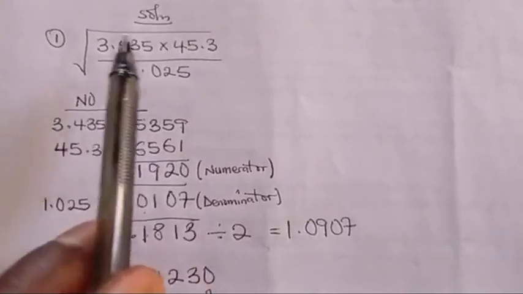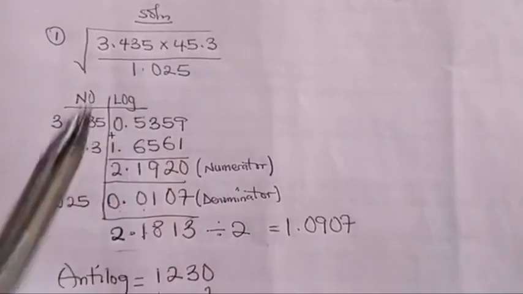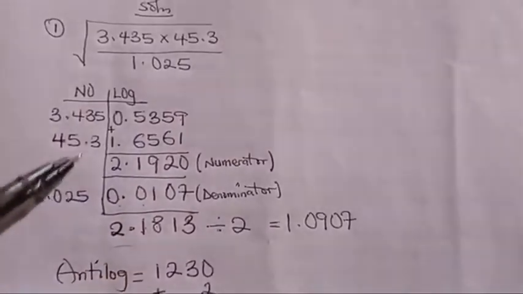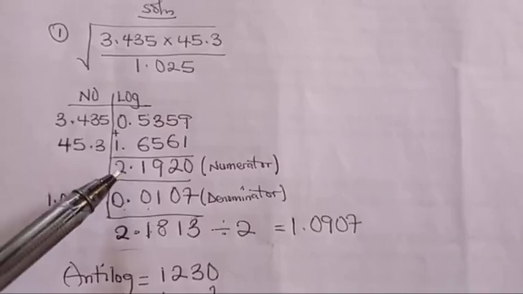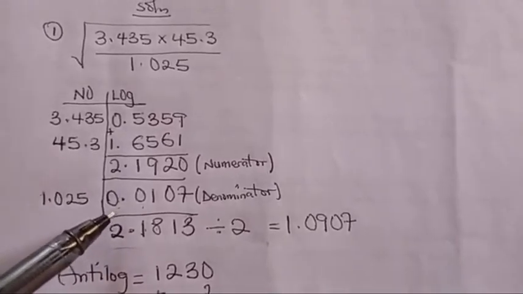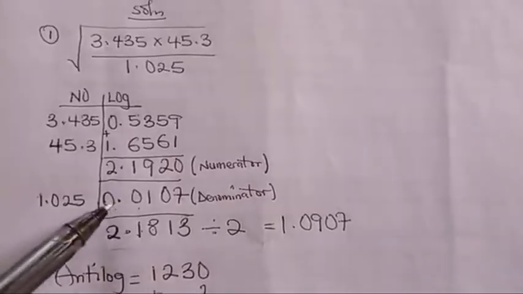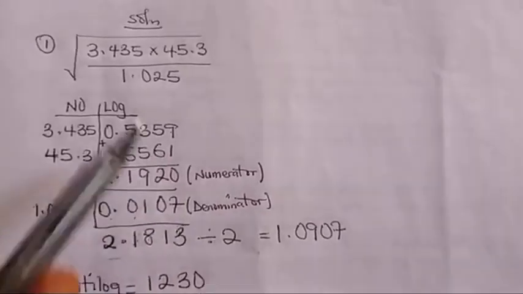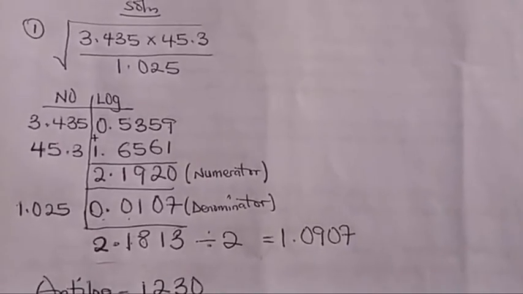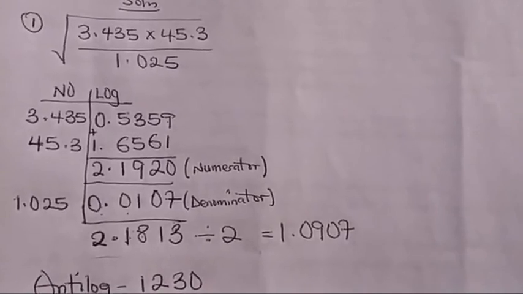Since in the numerator you have the multiplication sign there, you apply the multiplication law in which you are expected to sum their logarithms. Then you proceed to finding the logarithm of the denominator. At this point, 10 under 2 difference 5, we got 0.0107. Next, you proceed to the second law, which is now the division law of logarithm, in which you are expected to subtract the logarithm of the denominator from that of the numerator.